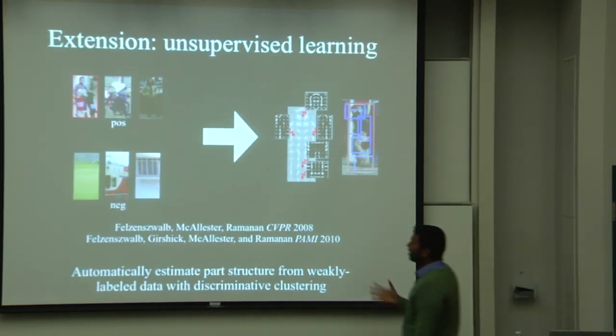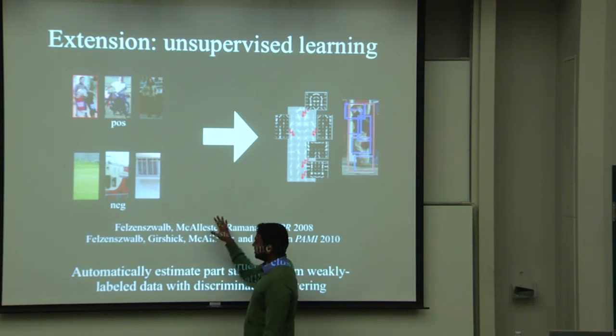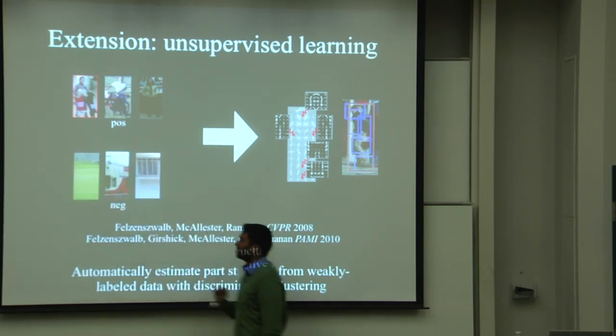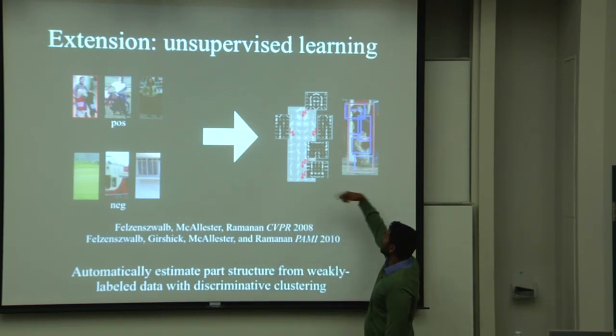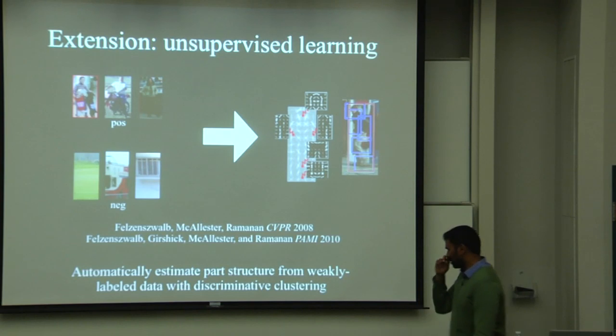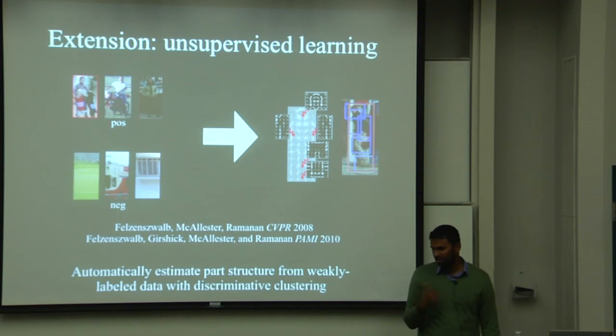I'm not really going to talk about this, but the actual system that is widely used doesn't operate in the supervised regime. It operates in an unsupervised way, where you're just given positive bounding boxes and still a large collection of negatives. The system latently infers what the right set of parts will be and then tunes those parts. I won't talk about exactly how this works, but it's really a form of discriminative clustering. And in my opinion, there are some things that are still not well understood about how this discriminative clustering works. Since you're not going to talk, I'm going to ask.